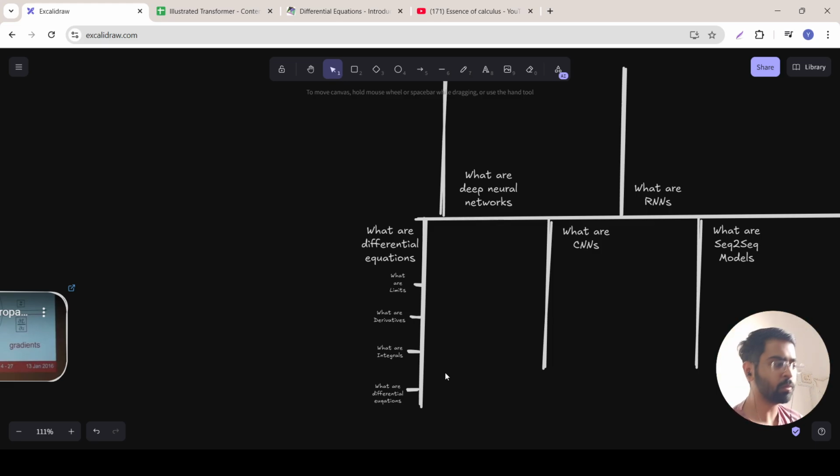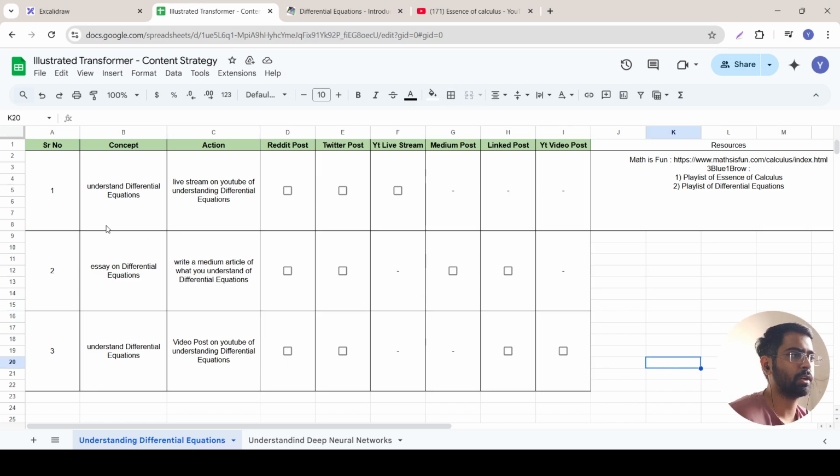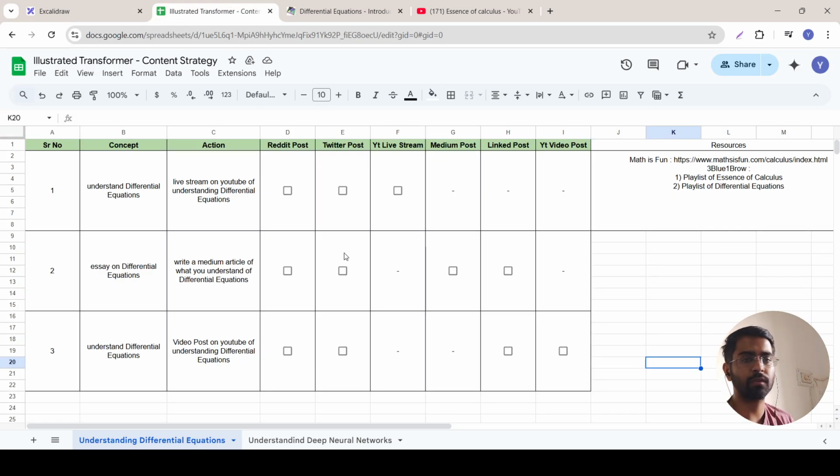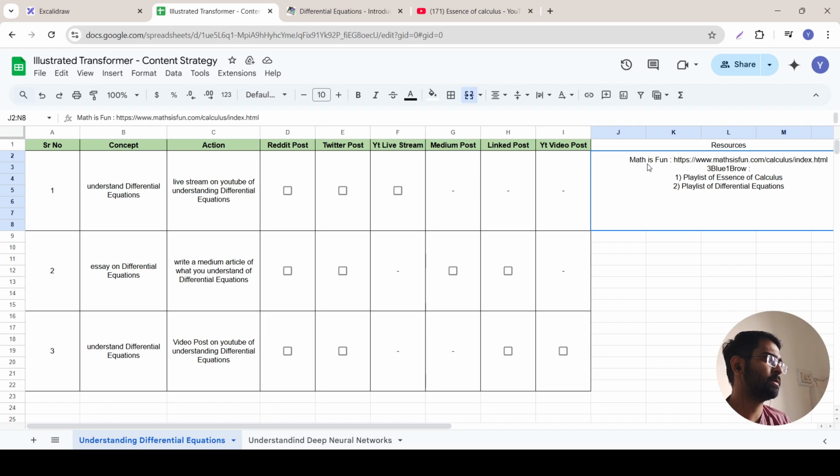Okay, now how is that process going to look like? So I have thought that, let me just open up this sheet. I have thought that I will do live streams of me going through each of these topics: limits, derivatives, integrals, and differential equations. All of this.